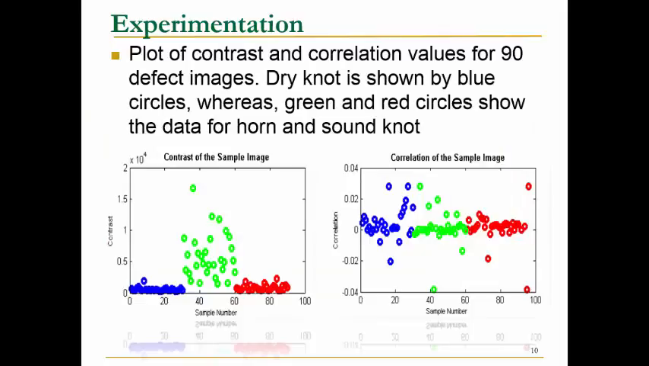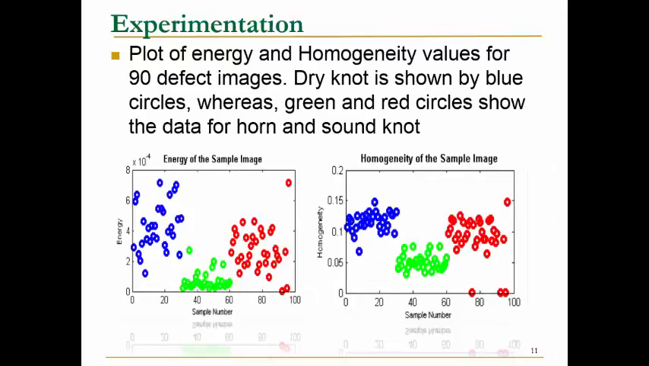Plot of contrast and correlation values for 90 defect images. Dry knot is shown by blue circles, whereas green and red circles show the data for horn and sound knots. Plot of energy and homogeneity values for 90 defect images. Dry knot is shown by blue circles, whereas green and red circles show the data for horn and sound knots. You can see the variation between energy and homogeneity values for each defect type.